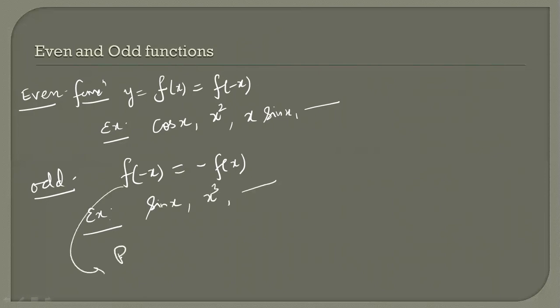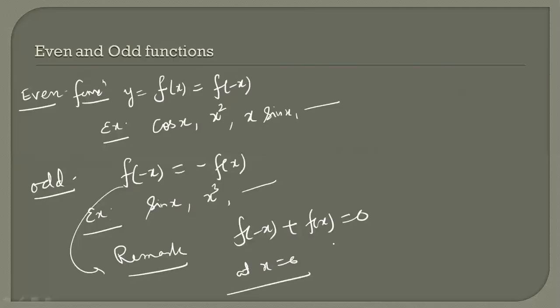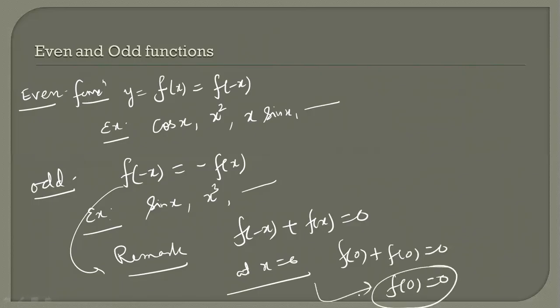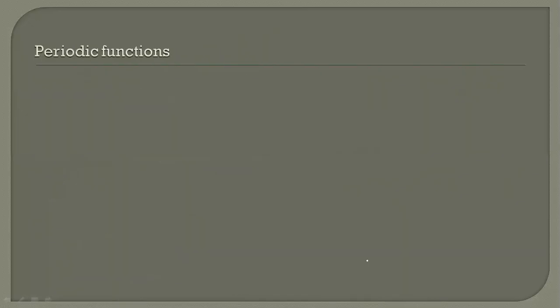And one remark for an odd function: if you take f(-x) plus f(x), it is going to be 0. So at x equal to 0, you get f(0) plus f(0) equal to 0. It means f(0) equal to 0. So odd functions are always 0 at the origin, at x equal to 0. So these are the types of functions, even and odd.